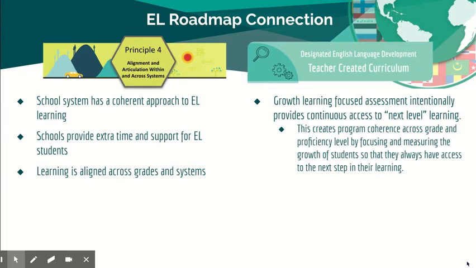Our designated ELD curriculum at Grossmont Union High School District is a growth learning focused curriculum that assesses intentionally, providing continuous access to next level learning. We want to make sure that our students don't just get to a place of complacency, but know that there's always a time to level up their learning. This creates program coherence across grades and proficiency levels by focusing and measuring the growth of students so that they always have access to the next step in their learning.